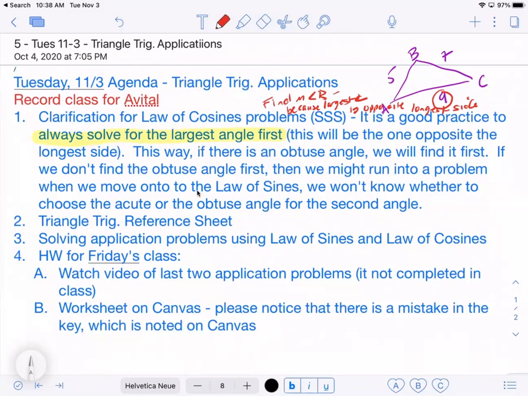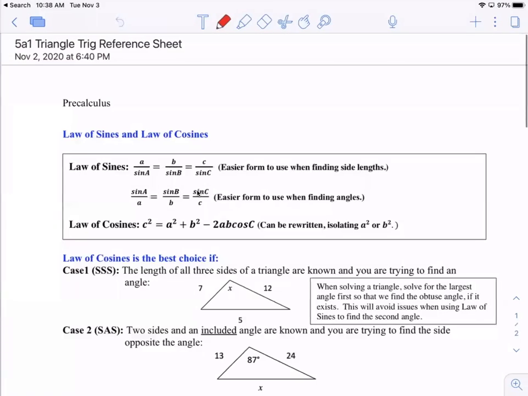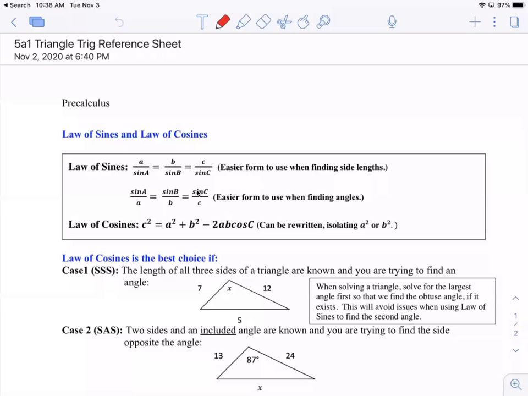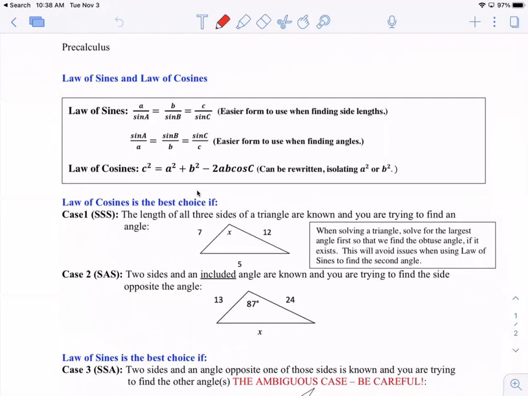Okay, great. All right, so what I want to do now is take a look at this triangle trig reference sheet. So this is a summary of what we've talked about so far. Okay, so everything on one page that we've been talking about. So we have law of sines, and we have two versions. Remember, if we want to find side lengths, then you want to put the side length in the numerator. You don't have to. You could always cross multiply, but this will save a step.